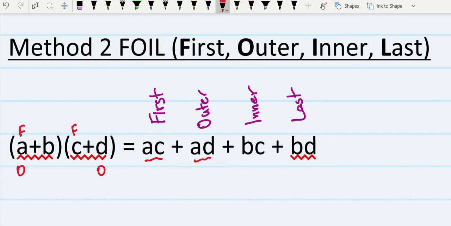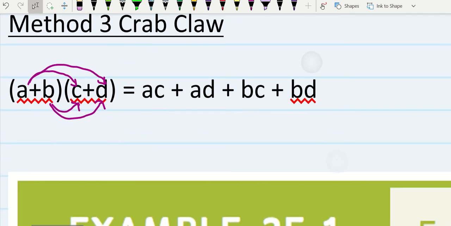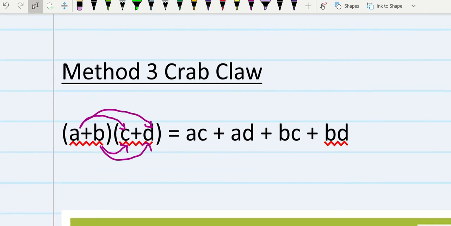Now let's have a look at our inner terms. Now inner means next to each other. So we've got our inner terms, so that's BC, and then we've got our last terms. And that's BD. And so you can see that, yeah, we can also expand a set of brackets using the distributive law, using FOIL. The last one is the crab claw method, and this is a little bit of fun, but it works.